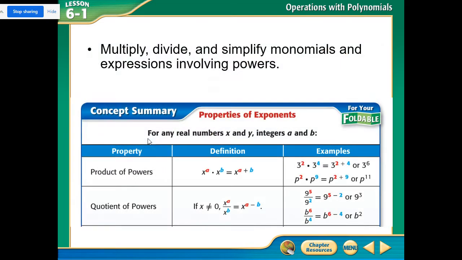It goes on to 2 pages here. I blew it up. They put it onto 1 page and it was really, really small. So I put 2 here for you. So let me go over this one. We have the product and the quotient of powers.